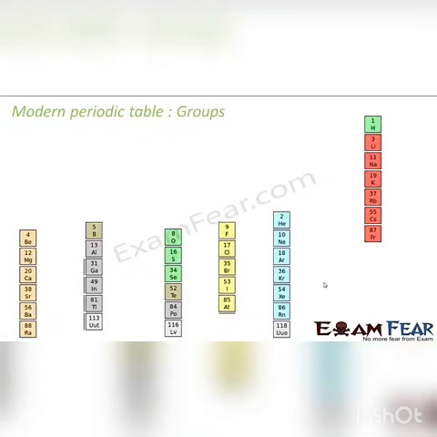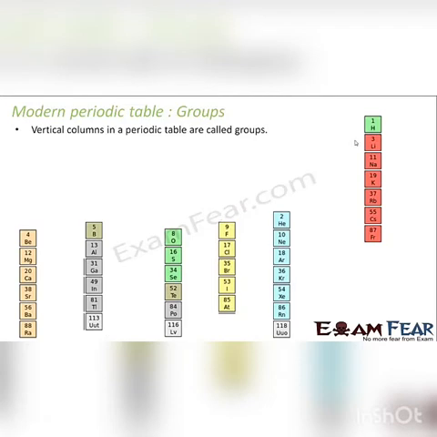Now let's see groups. These are all called groups because they have the same chemical properties. Vertical columns in the periodic table are the groups, and please note they don't have consecutive atomic numbers. If you see, it's 9, 17, 35. They don't have consecutive atomic numbers as we have in periods.